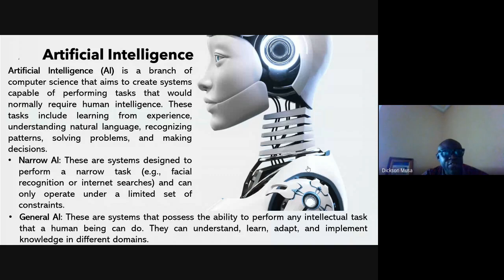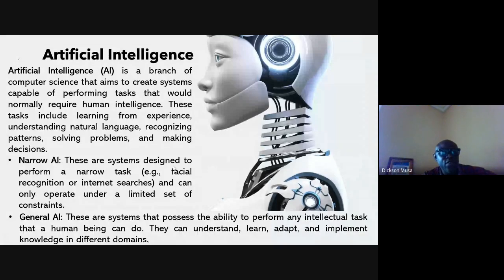To be able to learn from experience, to understand natural language, to recognize patterns and solve problems, and also to make decisions. These are things that require human intelligence. But artificial intelligence is making the computer capable of performing these tasks that human beings ordinarily will be required to carry out.